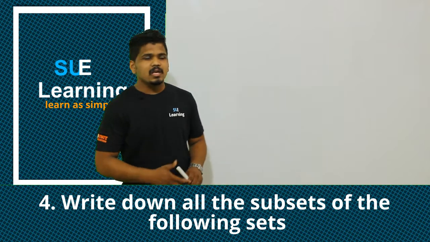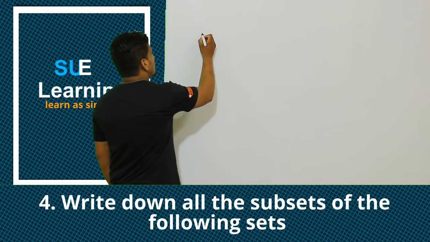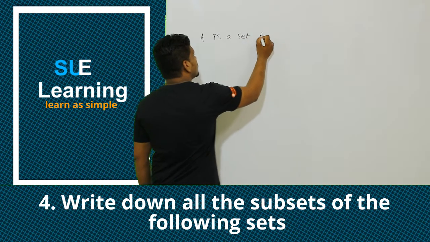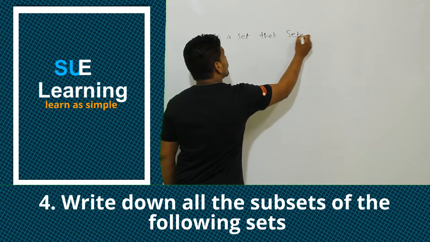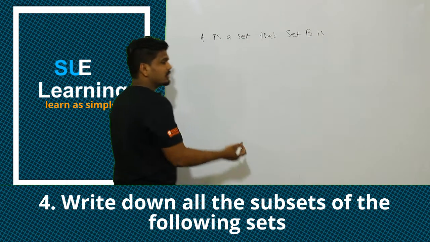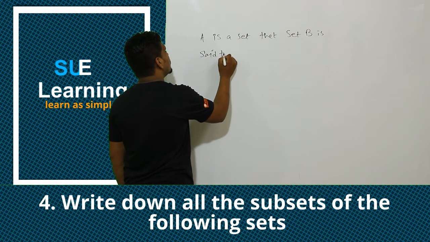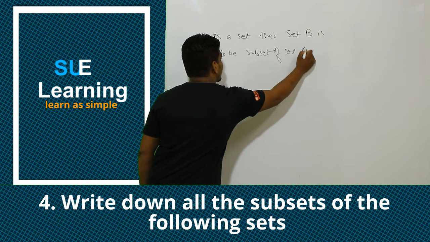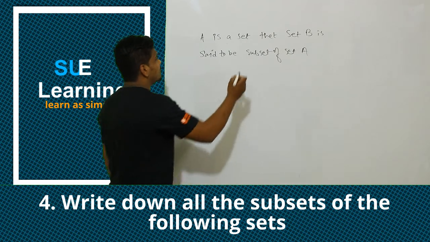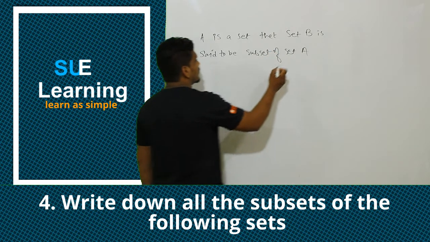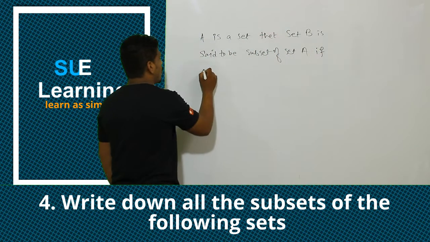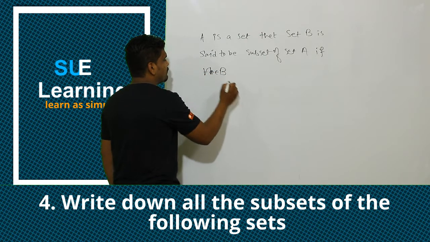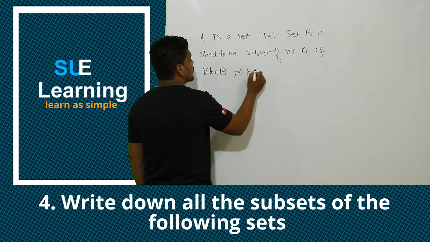Subsets are nothing but if suppose A is a set. Okay, A is a set, then set B is said to be subset of set A. Okay, mark my words. I am saying B is a subset of set A if for all small b belongs to capital B, this b must be in A.